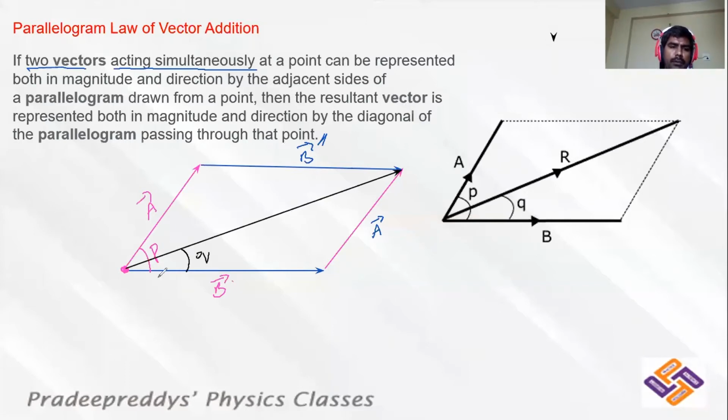A bar and B bar are both inclined by an angle P, and the resultant vector is making an angle Q. This is R magnitude. What is meant by R magnitude? R magnitude means the length from the starting point to the ending point. This is O and this is R. The length from O to R is the magnitude of the resultant vector, and the angle made by the resultant vector is Q.